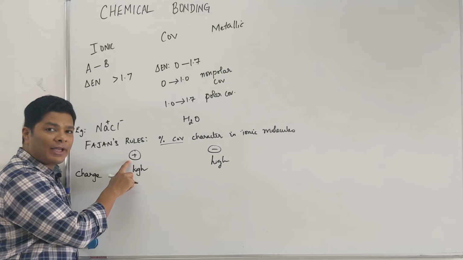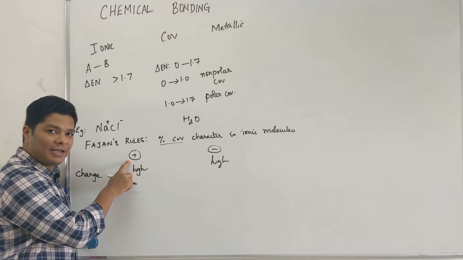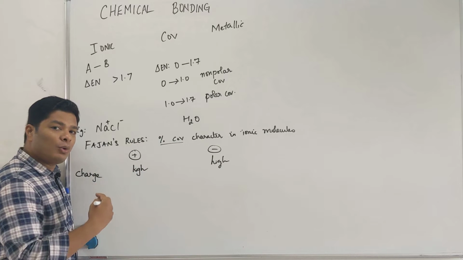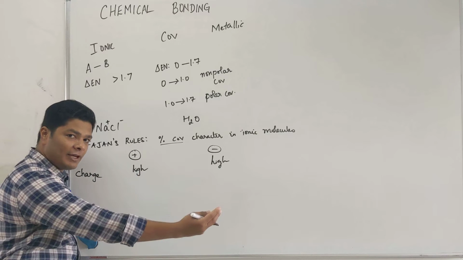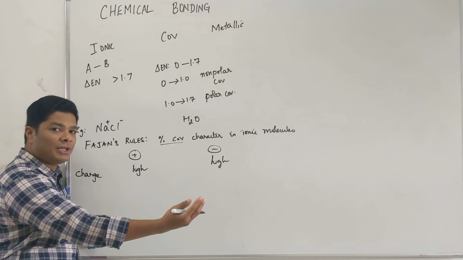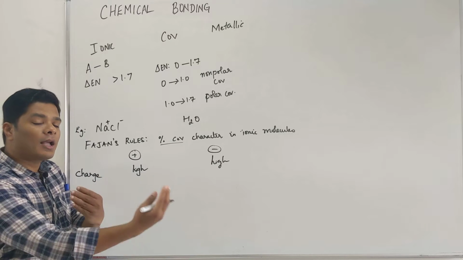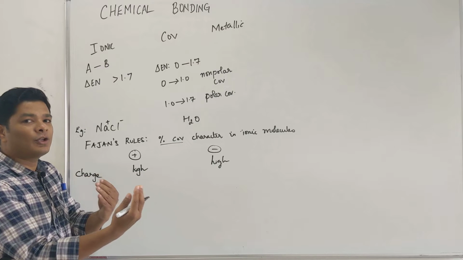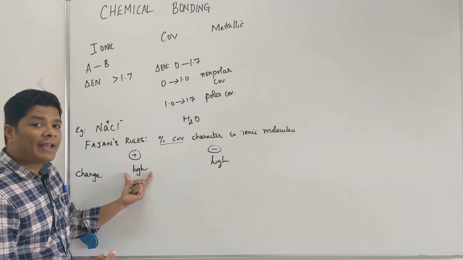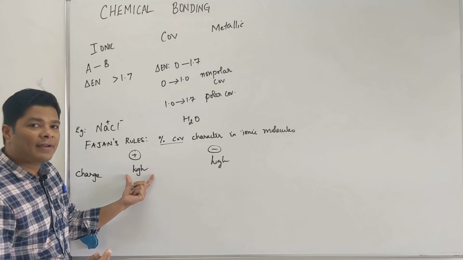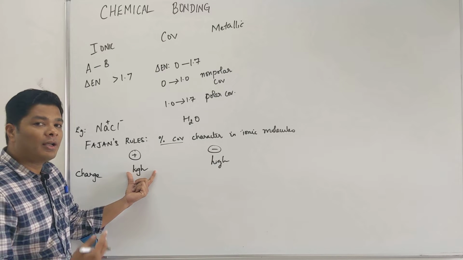My greediness increases. When my greediness to take the electron from me increases, then I want it back. So what I will do is, instead of completely giving, I will only give partially. Completely giving is ionic, not completely giving is covalent, so it sits in between the two. So my percent ionic character decreases, percent covalent character increases. If the charge is higher, I want it back.